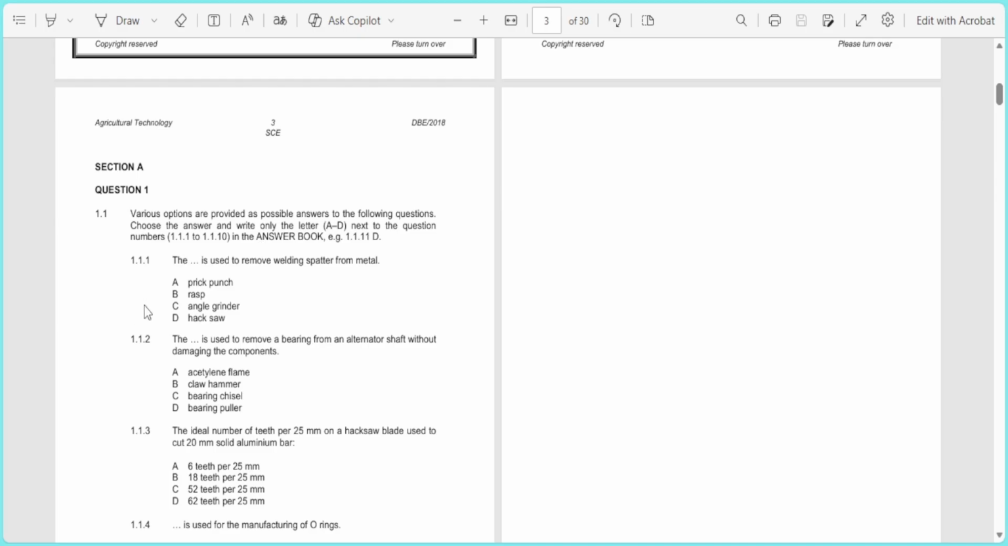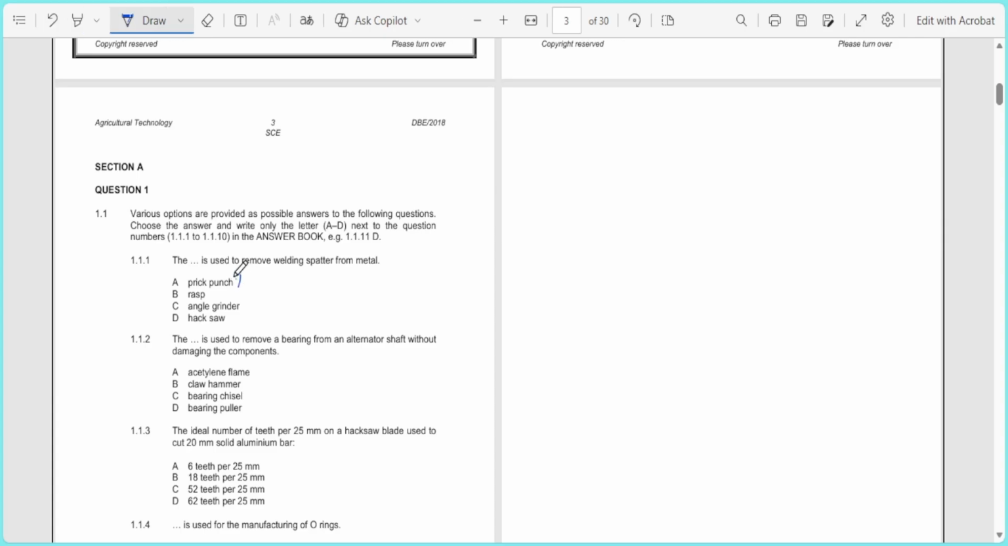We are given 4 options. Is A the answer, a prick punch? This is incorrect. Why? Because a prick punch is not used for removing material. It's only used for marking metal before the drilling process, right? But not for removing material. So we want something that is actually used for removing the spatter from the metal. What about B? A rasp, a woodworking tool for shaping wood. This one is not actually suitable for removing any material from a metal.